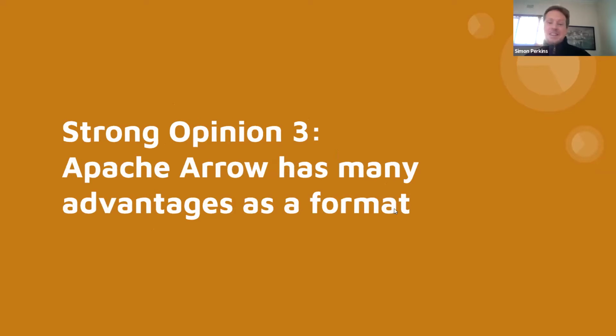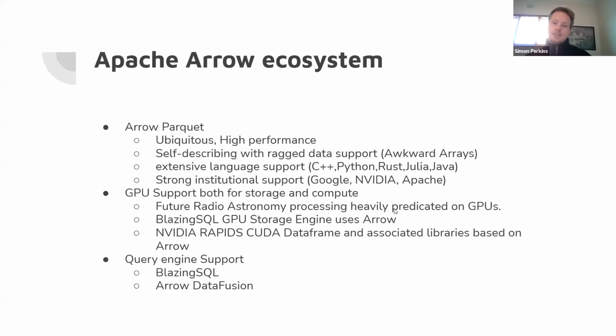And finally, I want to say that the Apache Arrow ecosystem has many advantages as a format, because it's ubiquitous, high performance, self-describing with ragged data support, extensive language support, strong institutional support, and GPU support, which future radio astronomy processing is heavily predicated on. So you've got things like the BlazingSQL GPU storage engine, which uses Arrow, the NVIDIA RAPIDS CUDA data frame and associated libraries. And then on top of that, you've got query engine support, which would act as a TAQL replacement. So I'm going to stop there. Thanks for listening.